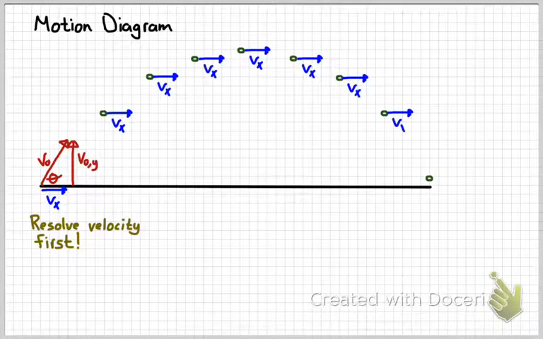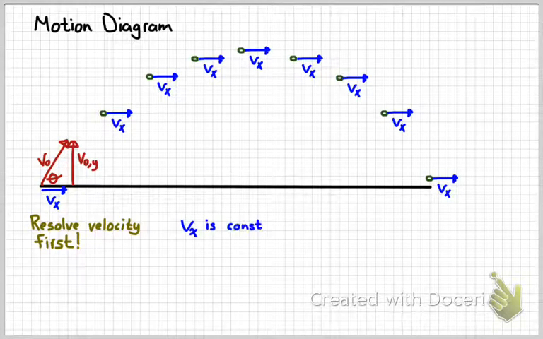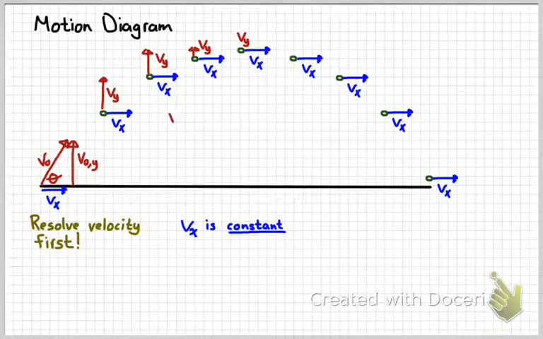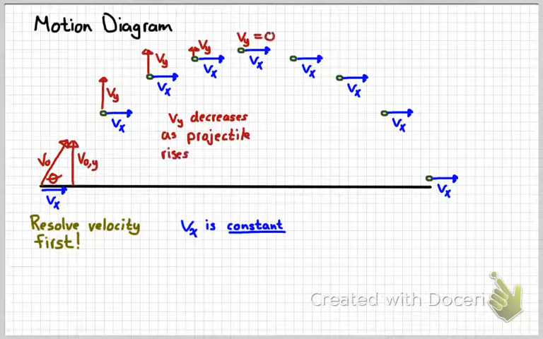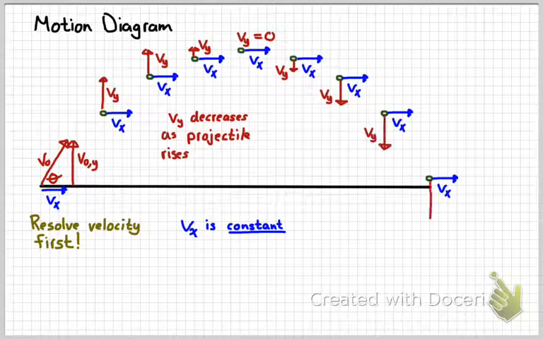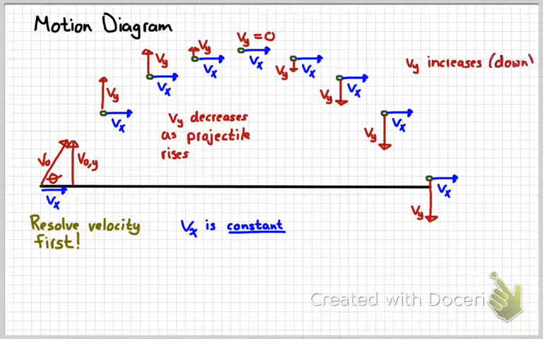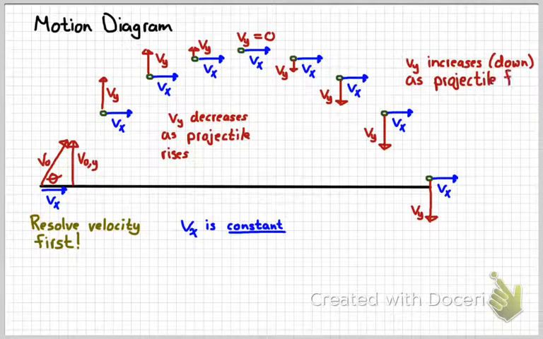So Vx is always the same, points forward, doesn't change in size. Going up, your projectile is going to slow down until it stops at the top. So it's an important thing to remember that the vertical velocity is 0 at the top. Coming back down, it speeds up again. So those velocity arrows should get longer as it comes back down, because gravity is making it speed up as it's coming back down.